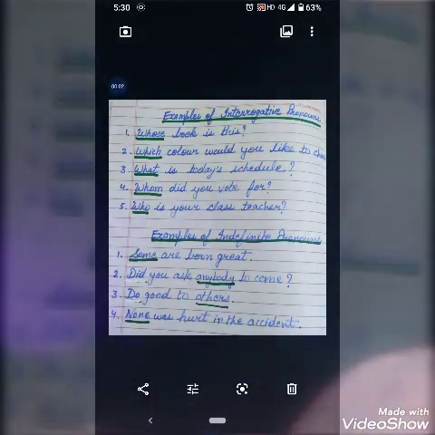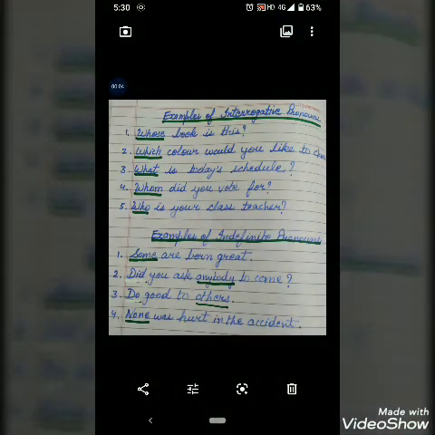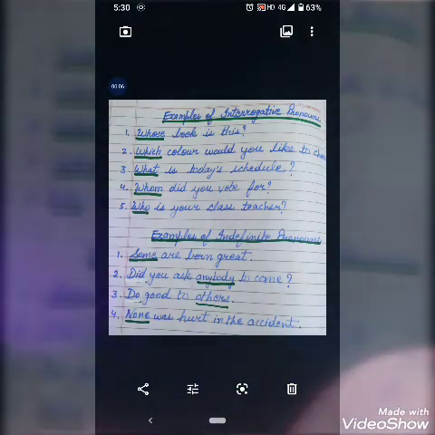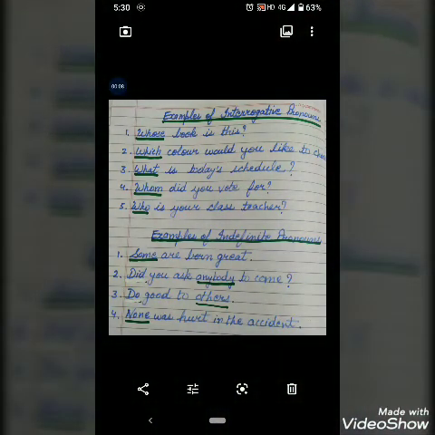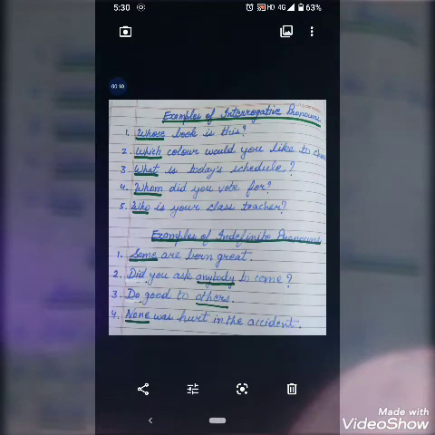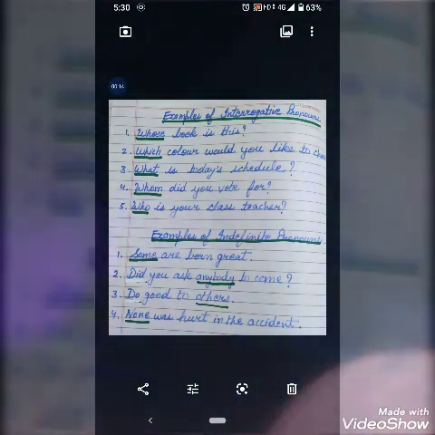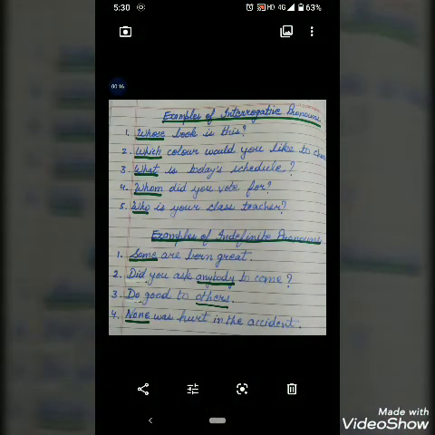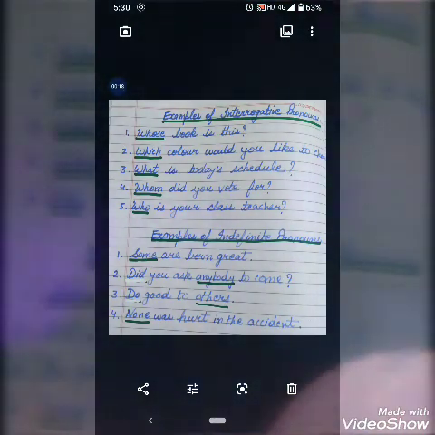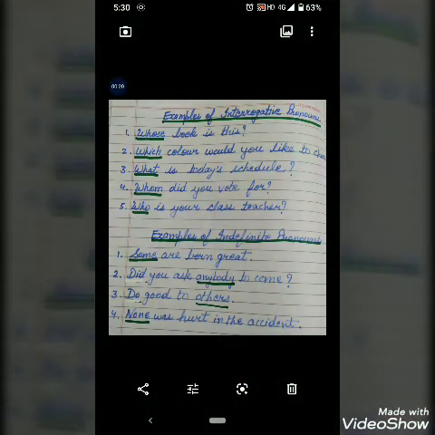Now, let's take few examples of interrogative pronouns and indefinite pronouns. First, interrogative pronouns. Dash book is this? Whose book is this? Ye kiski book hai? Dash color would you like to choose? Which color would you like to choose? Aap kaun sa color choose karoge?